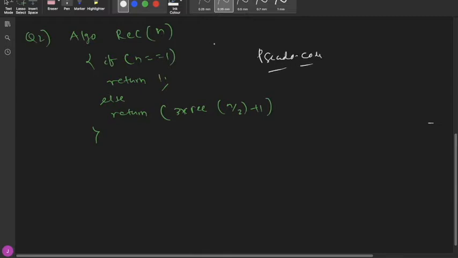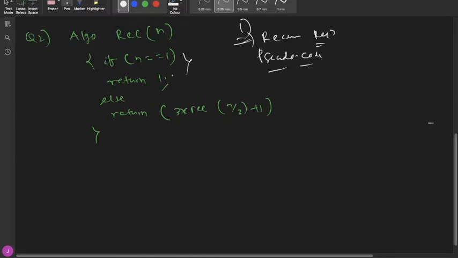Pseudocode means it is not written in any coding language, but it is a kind of algorithm. By reading it, we can get the idea of what this algorithm is trying to do. From this we have to find out the recurrence relation. This is our first step: to find out the recurrence relation from this algorithm.